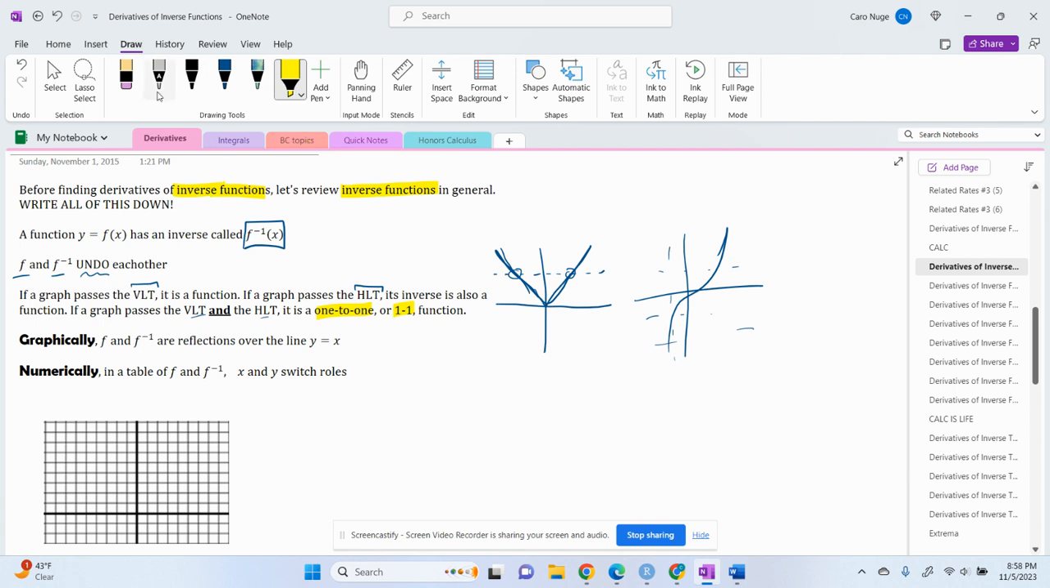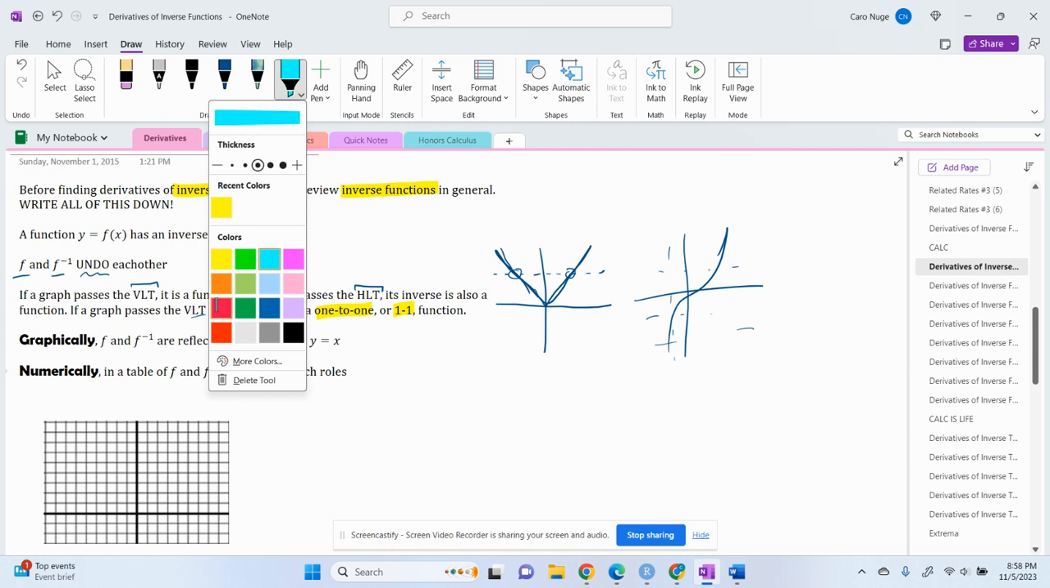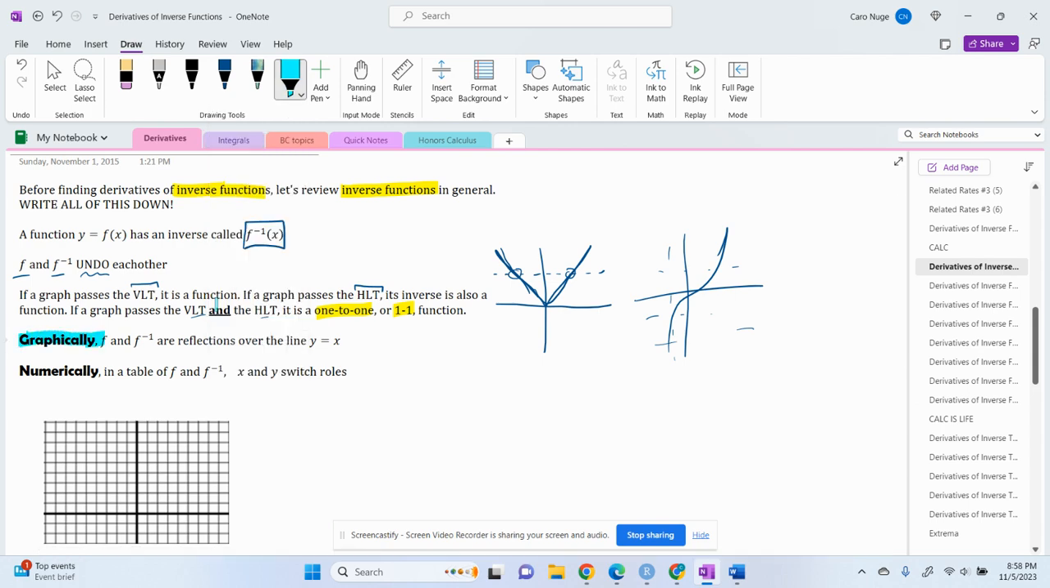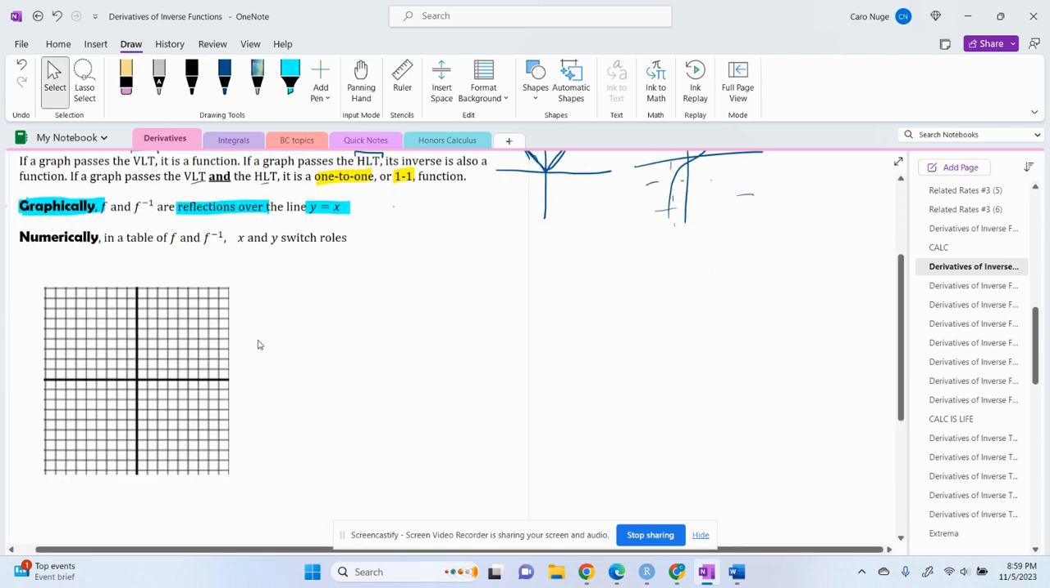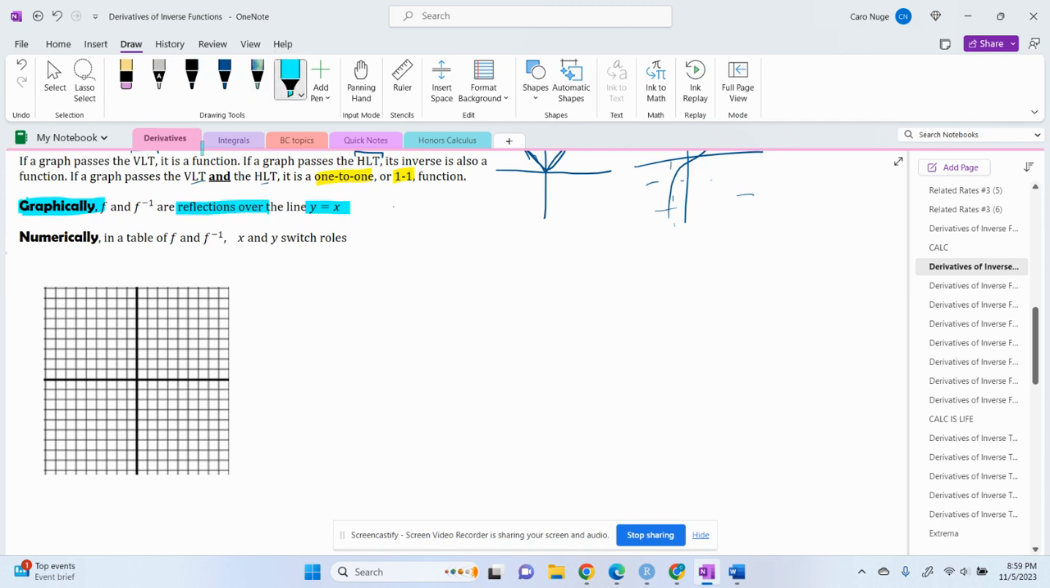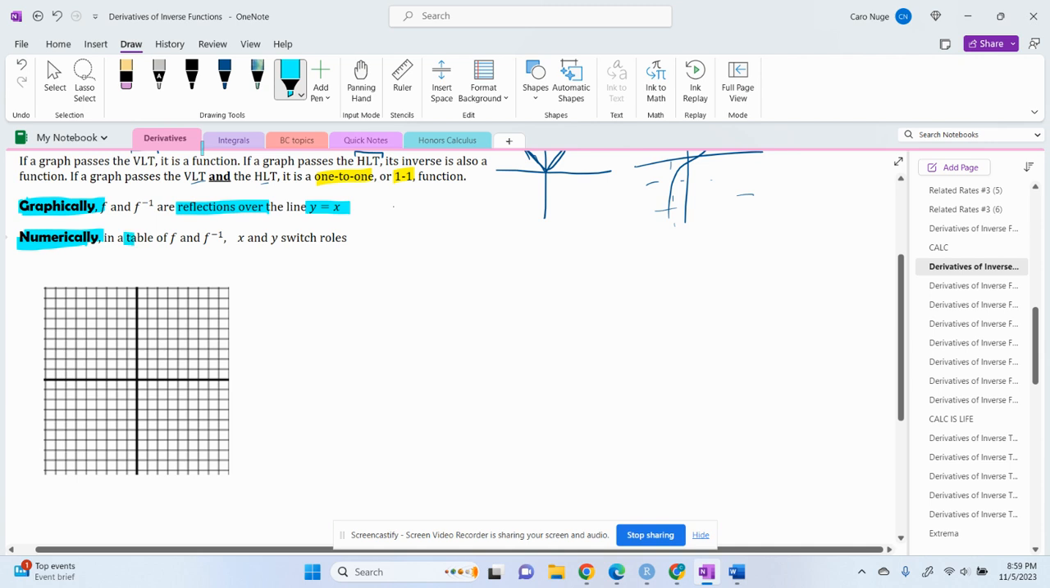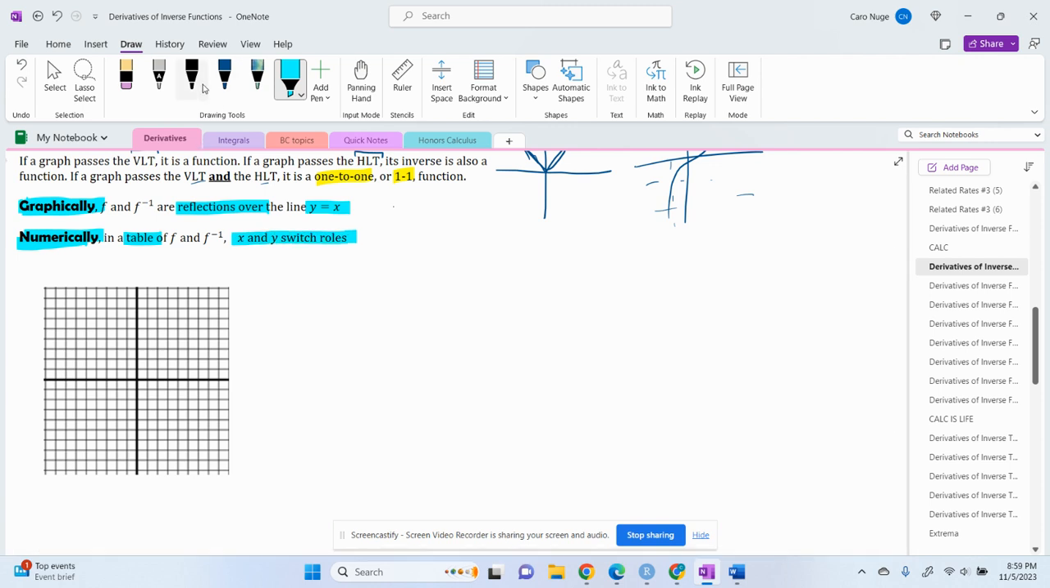Okay, so graphically, whenever we have graphs here, they are going to be reflections over the line y equals x. So let's take a look at a graph here. I think one graph will do it. One of the more common ones, and while we do it, we'll also talk about numerically, which has to do with tables. Whenever you have a table of an inverse and its function, x and y switch roles. That just means x and y are going to be opposites.